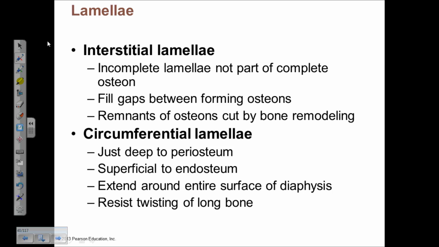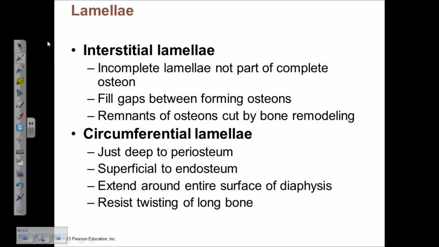Lamellae can be divided. Except for lamellae that are the parts of the osteon system, you can also observe so-called circumferential lamellae. Here they are. They are immediately deep to the periosteum, and here, can you see those? These are immediately superficial to endosteum. So they provide kind of a structural framework for the diaphysis of the bone. Make sense? So they surround the bone on the outside and on the inside.